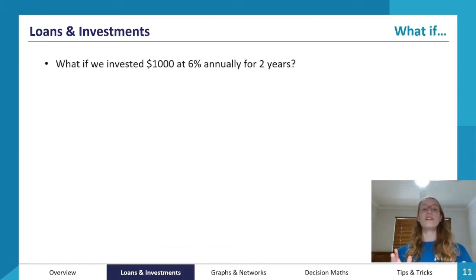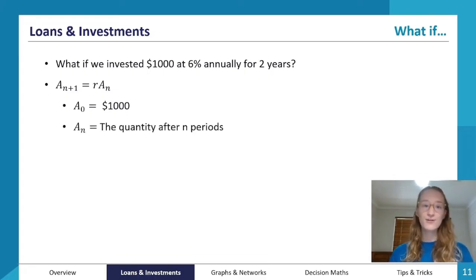But what if we invested $1,000 at 6% per annum for 2 years? The difference in this scenario is that in our last question, we were looking at investing at 5% per annum, but here we're asking what if we invested at 6% per annum. So we'll do the same thing. We'll work out our formula. Our starting point is still $1,000. We still don't know AN. The goal is still to find out how much money we'll have after 2 years.